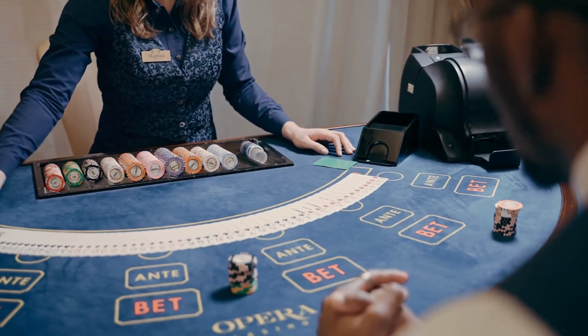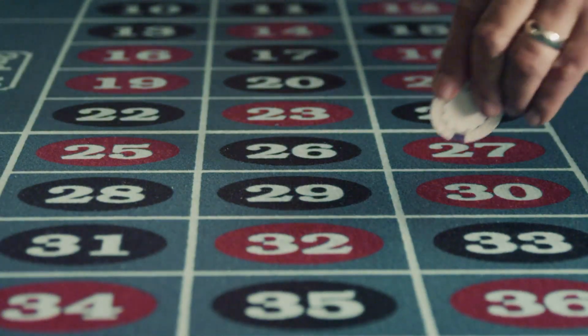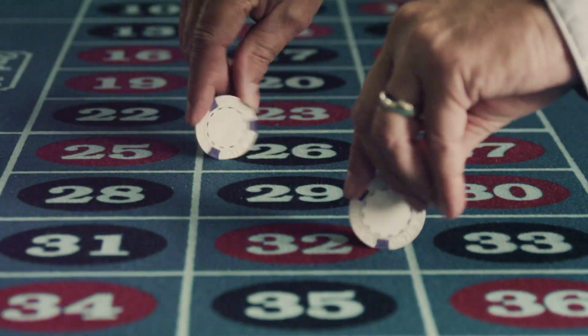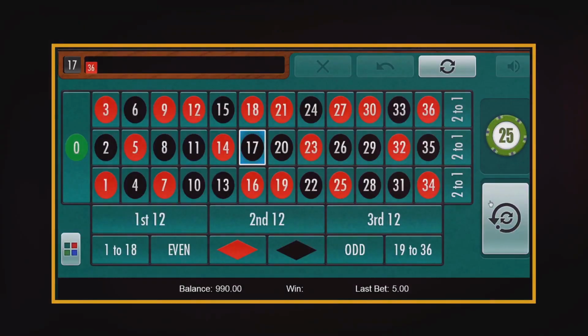Cognitive biases also play a role. The gambler's fallacy, for instance, is the belief that past outcomes influence future ones. This can lead to irrational betting patterns.